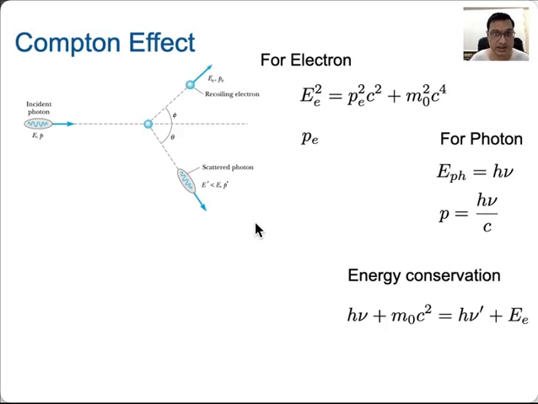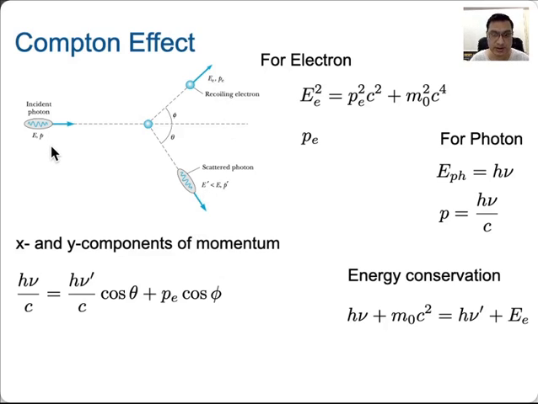Now let's apply the conservation of momentum. The electron is flying away along this direction and the photon along this one, so the total momentum has two components. Let's first write the conservation of momentum along x. We have to project this momentum and this momentum. Before the collision, there is only the momentum of the photon, h nu by c. After the collision, the photon momentum is h nu prime by c, and its x component is cos theta, and the same applies to the recoiling electron: p_e cos phi, because this angle is phi and this angle is theta.